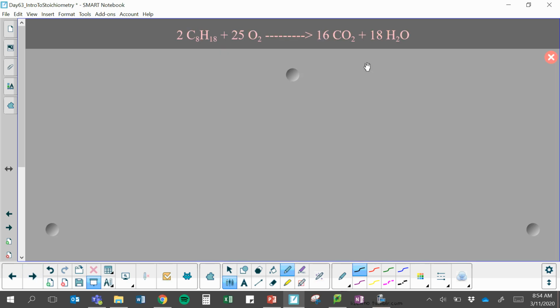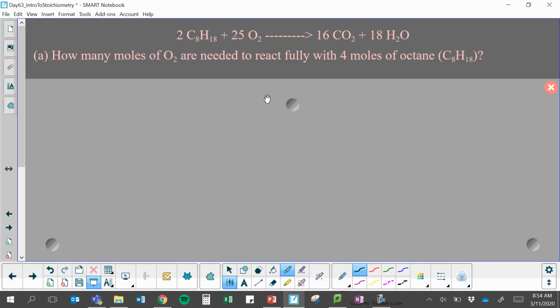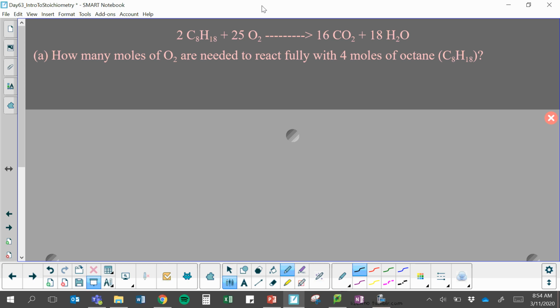Okay, so here's some more to practice. So this one's already balanced for you. So I would pause the video. It tells you that octane is C8H18. So we have 2 moles of octane plus 25 moles of oxygen yields 16 moles of carbon dioxide plus 18 moles of water. So you can try to figure out how much oxygen is going to be needed to react with 4 moles of octane. So pause the video.